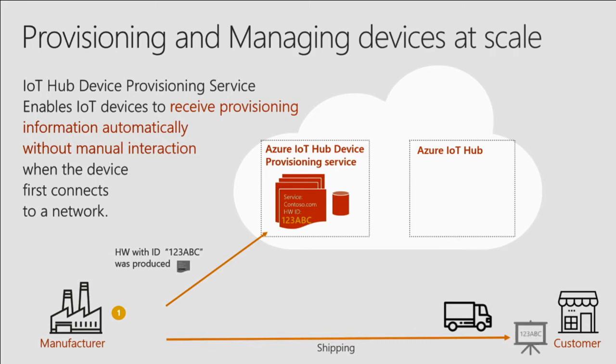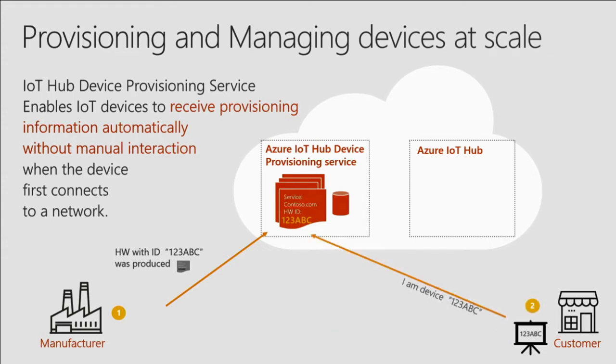Then you box up your device from manufacturing after you test it and everything, and ship it to a customer. The customer takes it out of the box, and the device boots. It talks to the DPS service. It asks, hey, I am device ABC123, which IoT hub should I connect to?